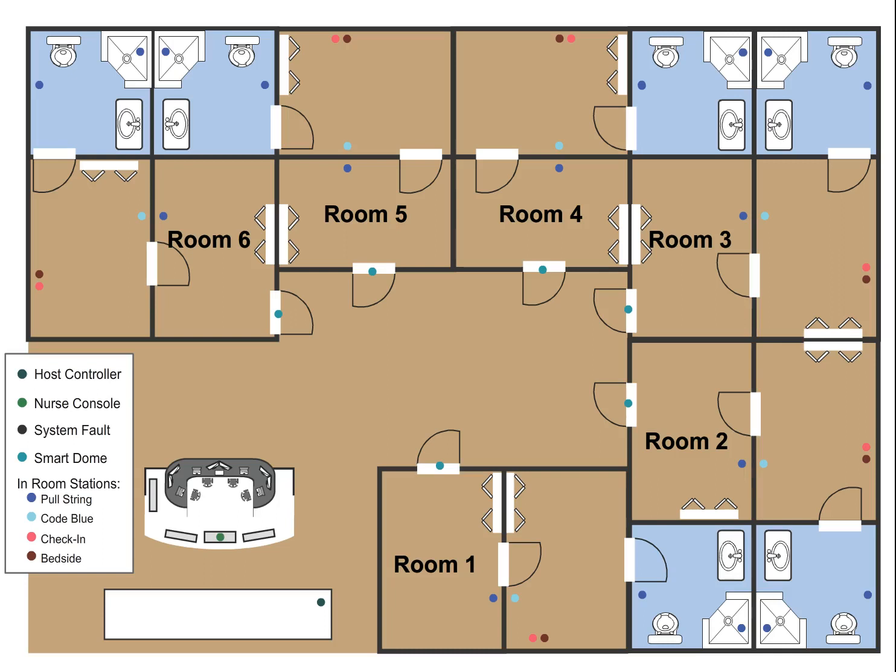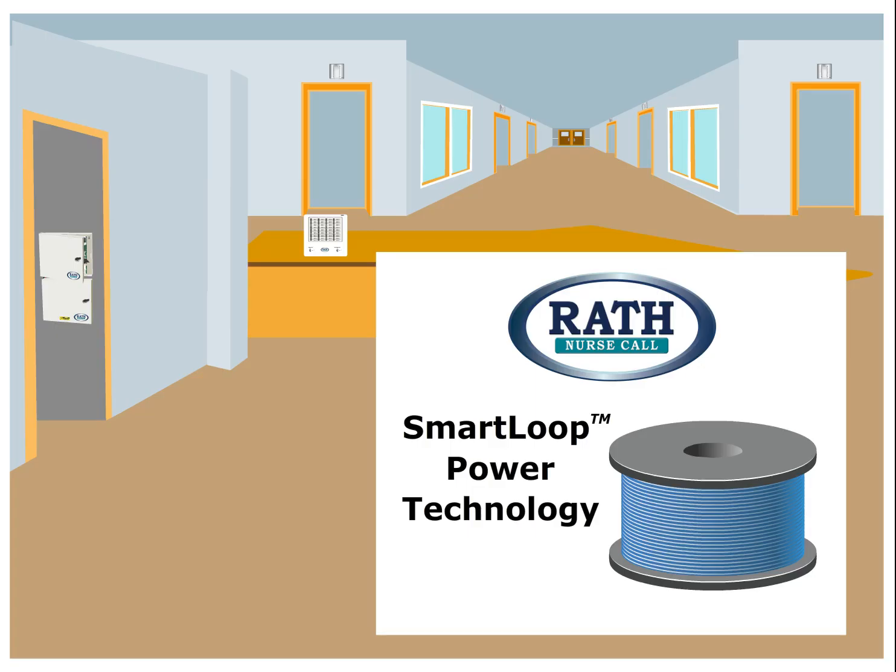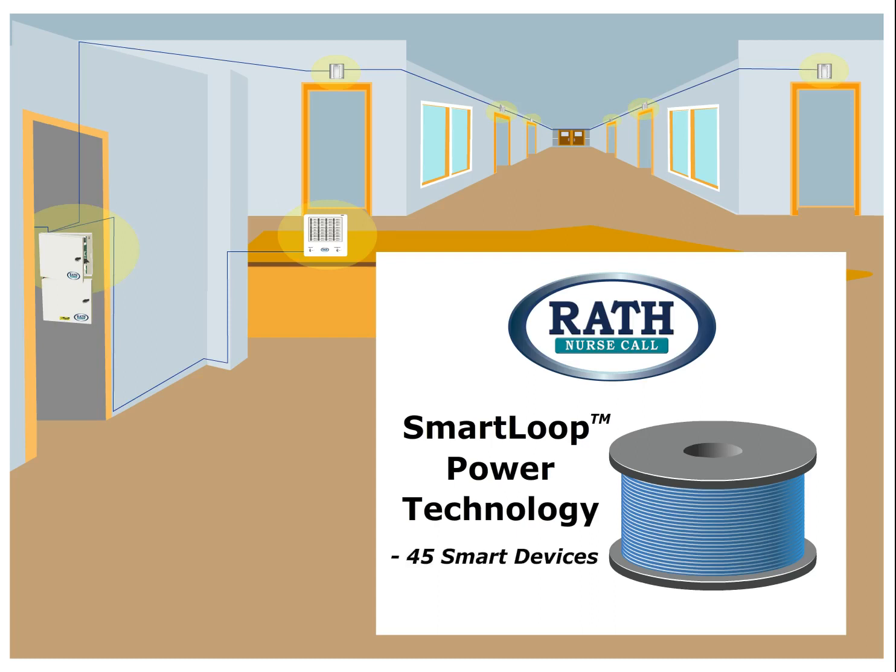Interconnection of the system's components is done using Rath's Smart Loop Power technology. A smart loop consists of a connection from a communication port on the host controller to all smart devices. A nurse console, expansion board, or up to 45 smart devices can make up a single smart loop. Smart loops can be up to 1,000 feet in length.